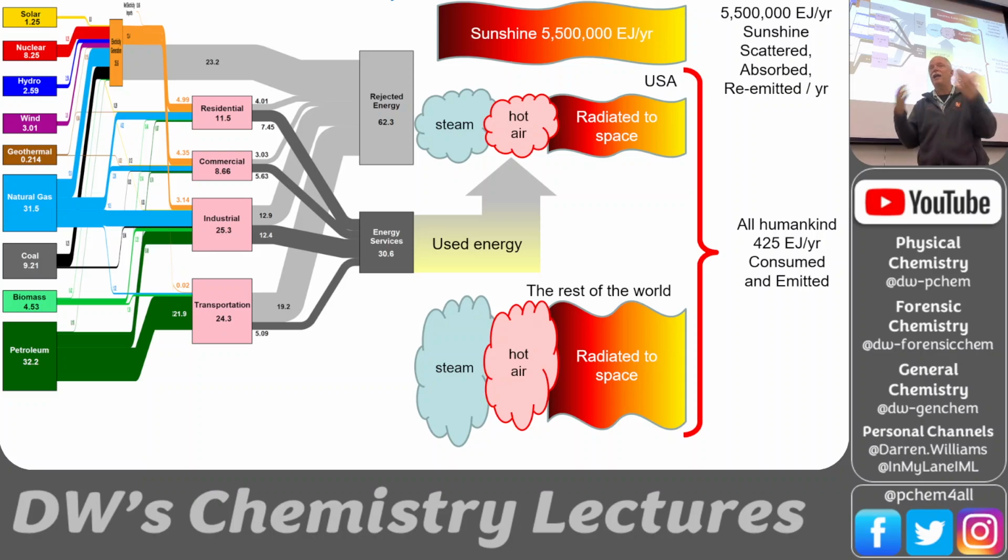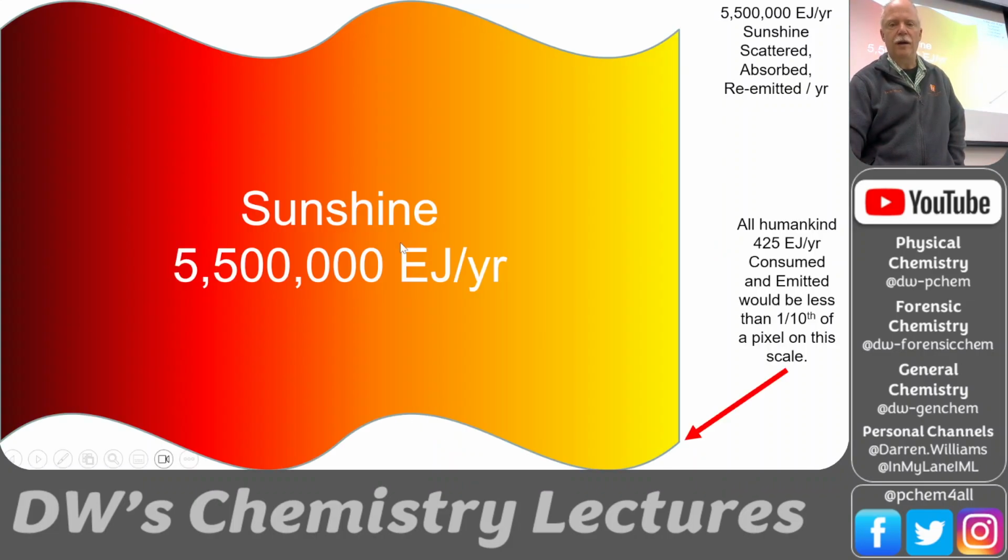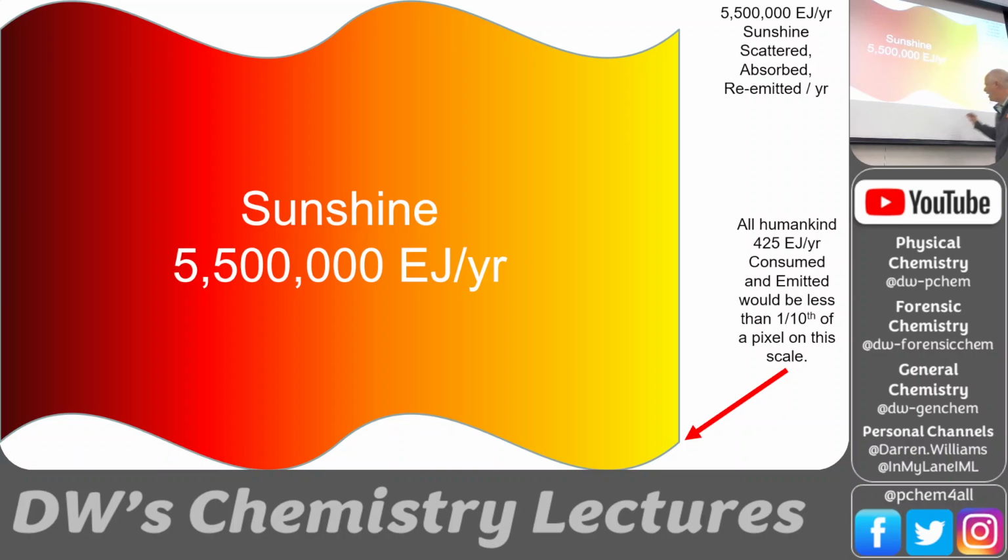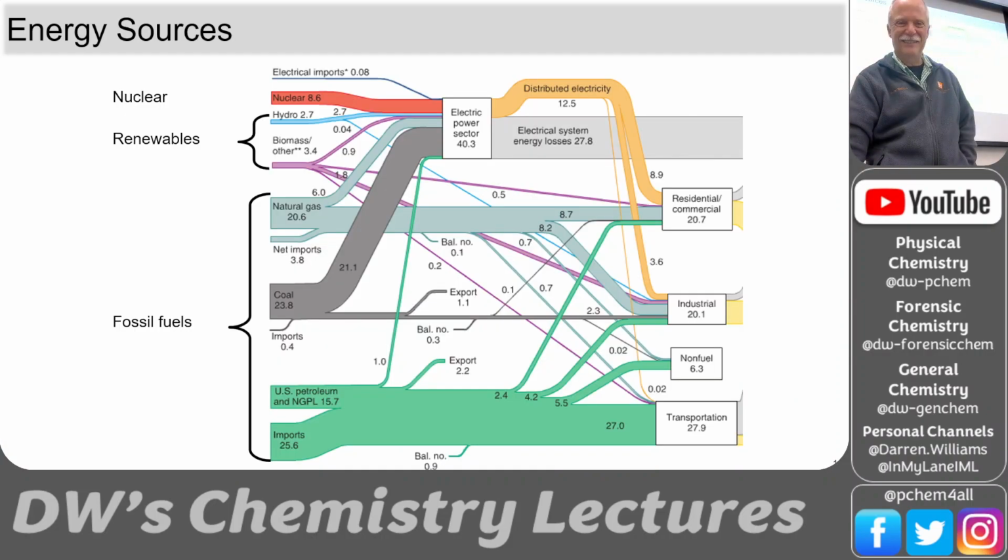But in terms of the amount of heat we generate, it's not warming the planet because of the heat we generate. We're at 425, and the sun every year is blasting us with 5.5 million. Okay, so we're sort of taking that off the table. It's not because we're doing things and burning things that we're generating heat. Okay, on our scale, all humankind would be 1/10 of a pixel on this scale. Just to put it in perspective, that's how much energy the sun is hitting us with.